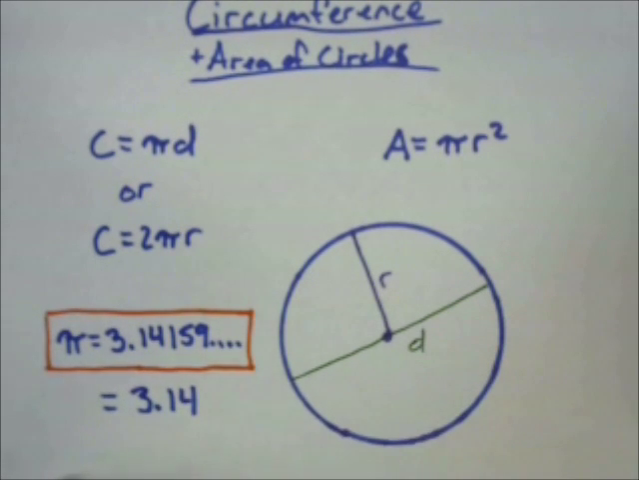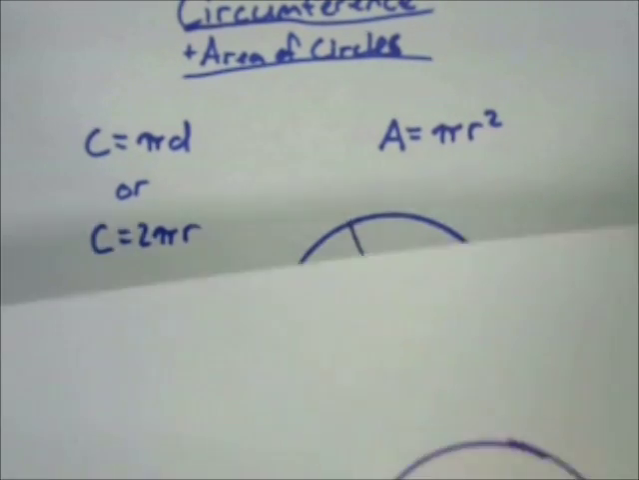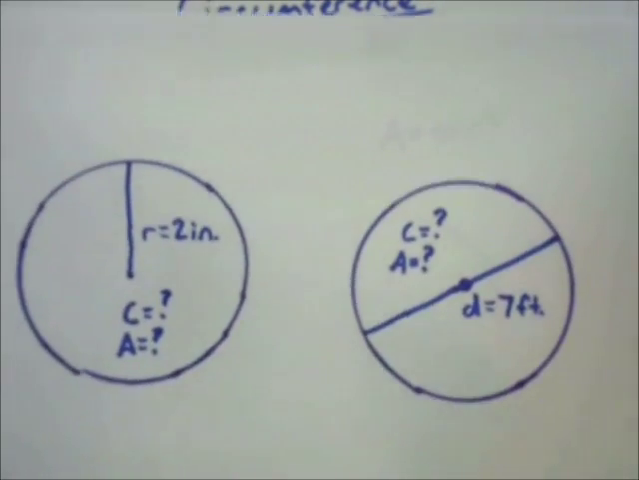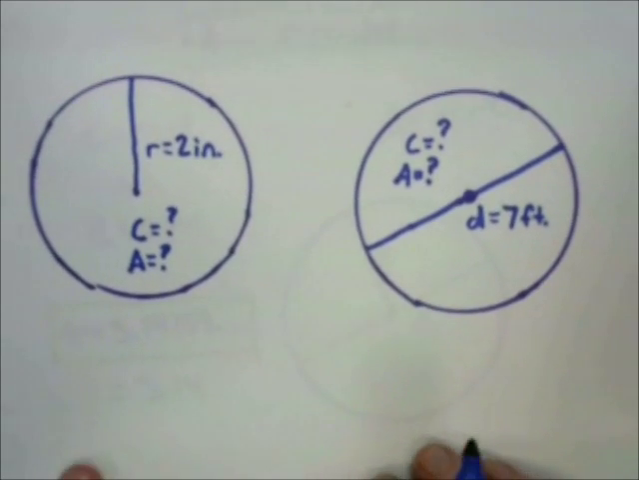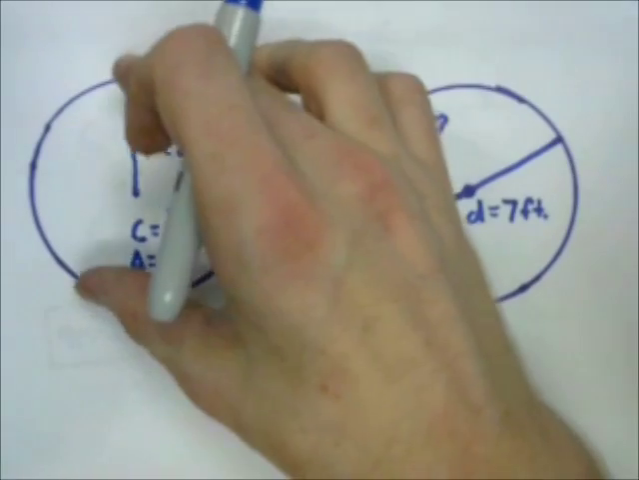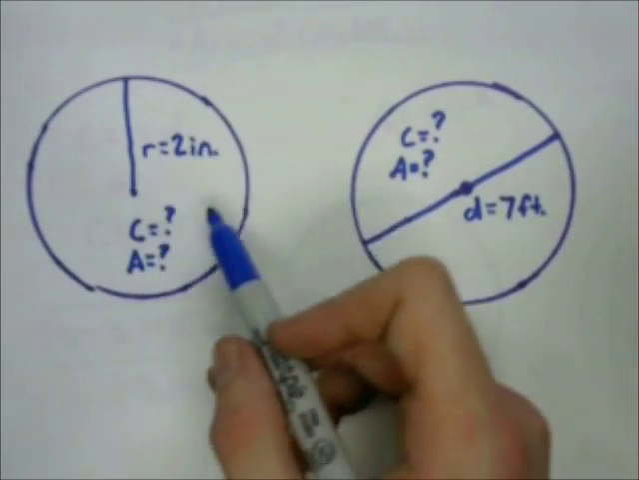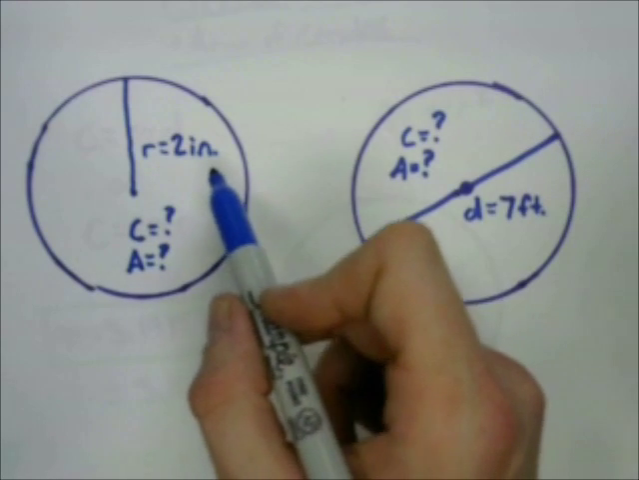Alright, so let's go ahead and work some circumference and area problems. That sounds like fun. So here I'm going to throw some circles up, and we're going to work them out. So here, if I want to find the area and the circumference of this circle right here, this is actually made by a cup, and the radius of the cup is 2 inches.